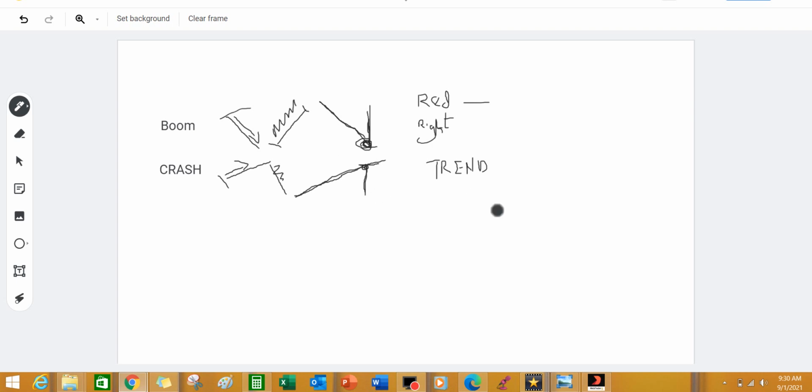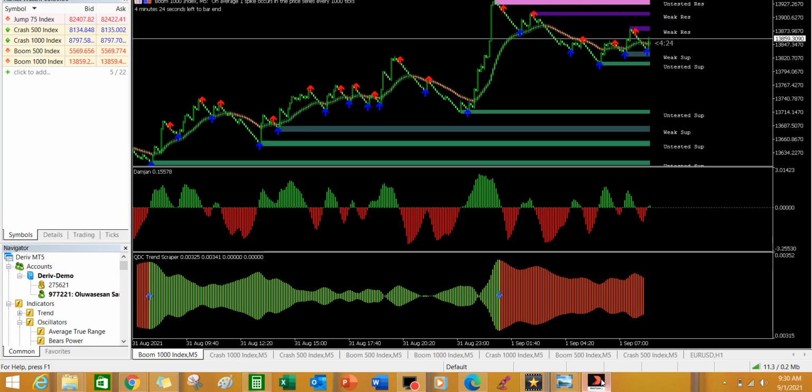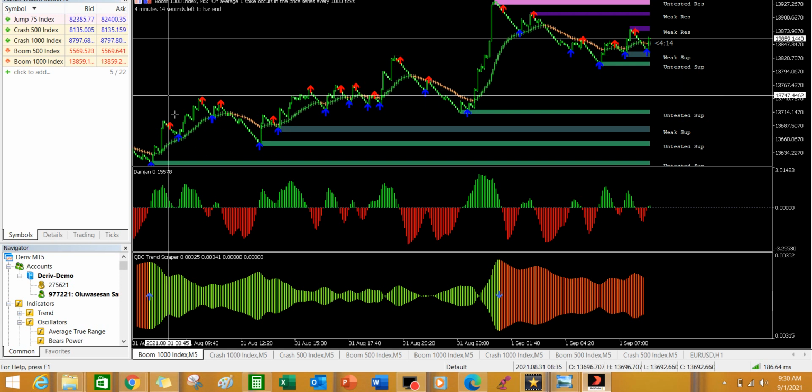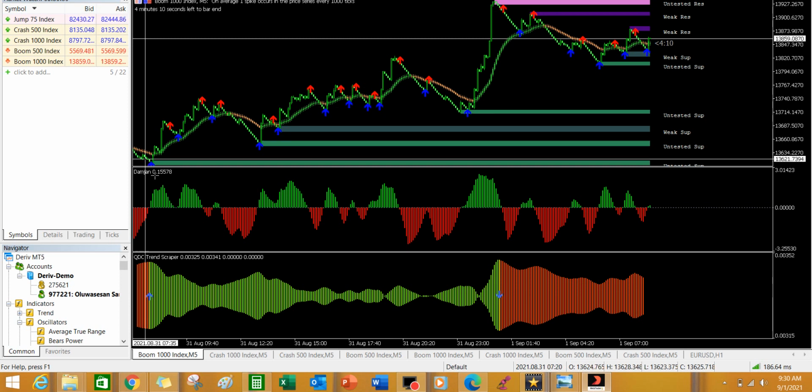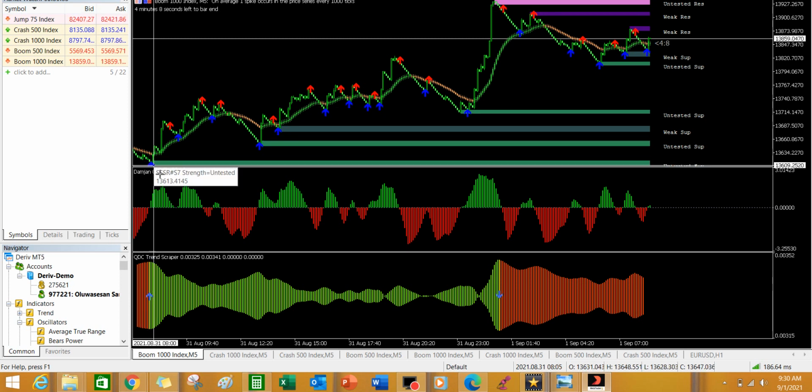So let's go straight to the chart to check out what is happening around there. This is the chart just the way we have seen it. We can see that the market is on uptrend. This is Boom 1000. You can see that spikes.